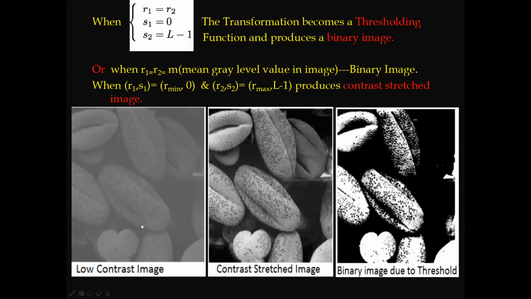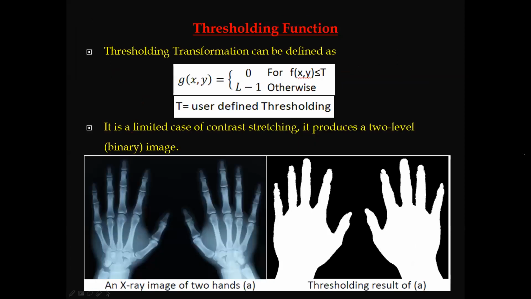So the first one is a low contrast image. After performing contrast stretching, we get the contrast stretched image, that is the middle image. The last one is because of thresholding. Thresholding is the condition when R1 equal to R2, S1 equal to 0, and S2 equal to L-1 in the contrast stretching transformation curve. So what is the thresholding function? It can be defined like this: g of x comma y is equal to 0 for f of x comma y less than t, where t is a user defined threshold value, and g of x comma y will be L-1 otherwise. With this equation, we can compute the threshold.